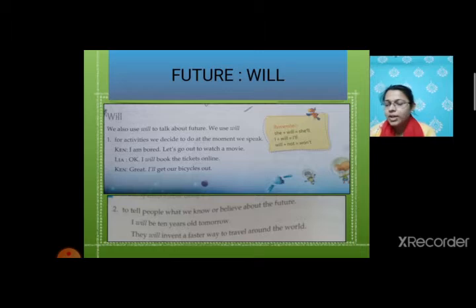They will invent a faster way to travel around the world. In the second example also they have used will because it indicates, or you can say, that you believe that in the future there might be another way to travel around the world which is faster. So here also they have used will.